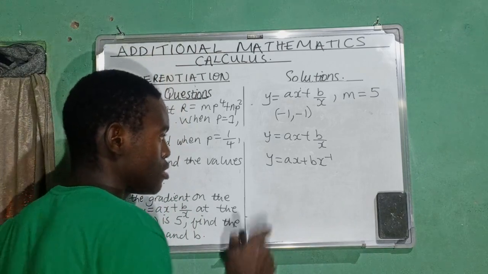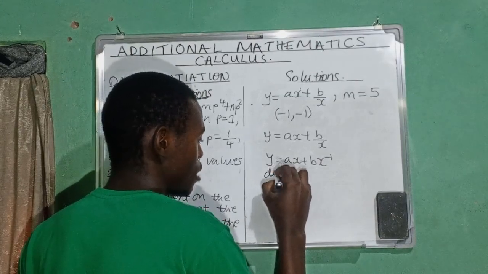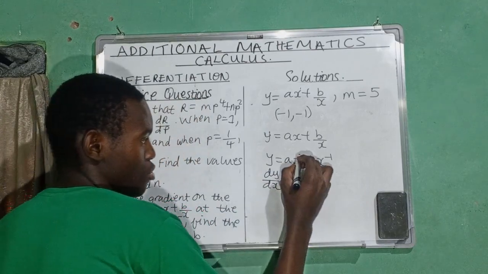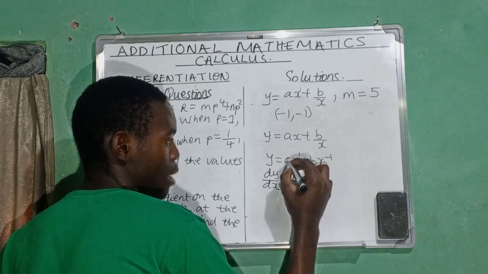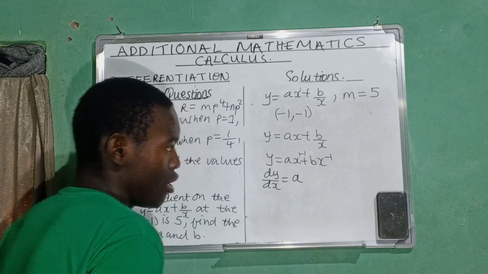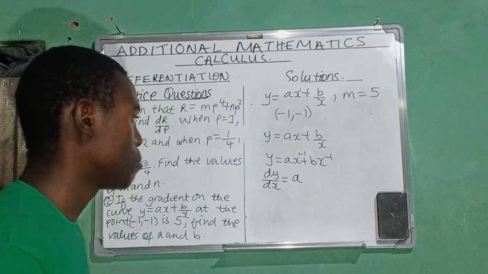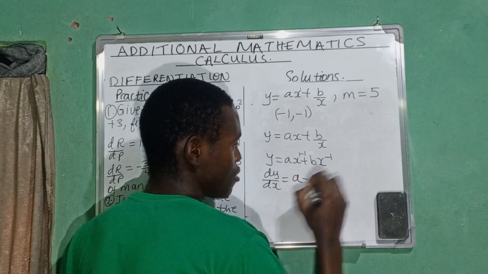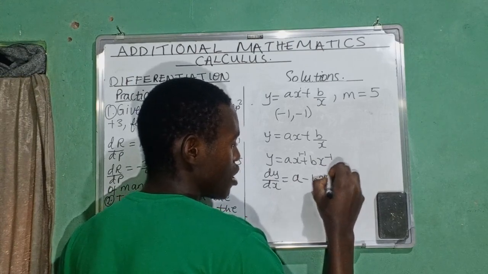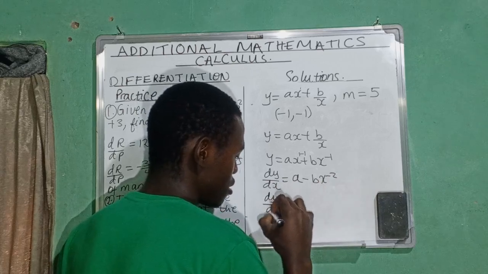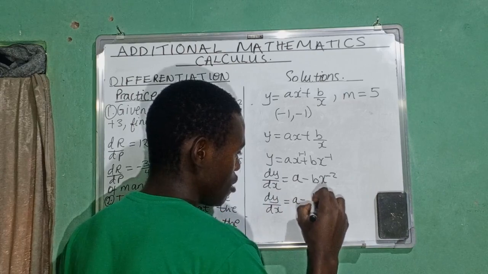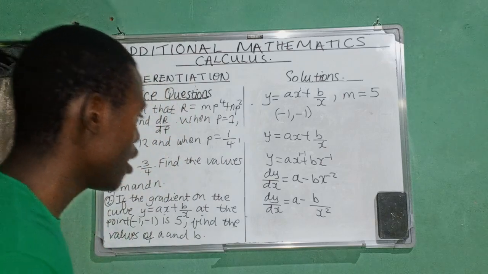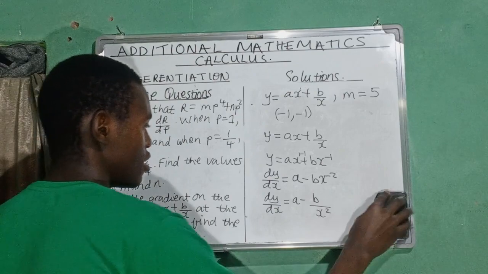Your dy/dx is equal to a. The power 1 times a will just be a, and 1 minus 1 is going to give you 0. Then here, minus b x to the power -1 minus 1, which is -2. So dy/dx is equal to a minus b over x squared. This is your dy/dx.